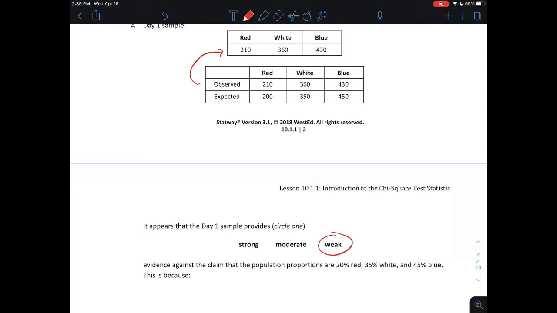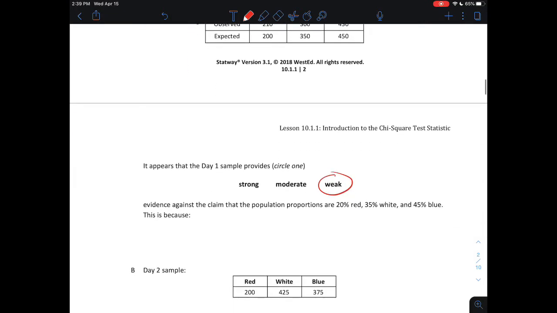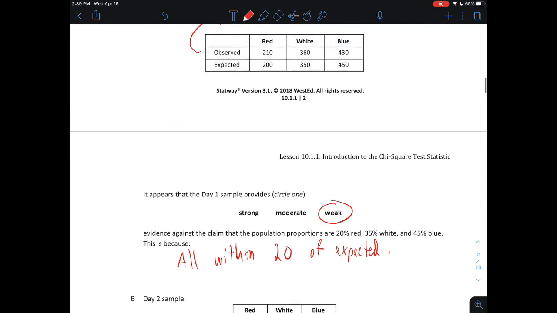This seems just like our first example from question 2. This seems to be pretty weak evidence against the claim that the population proportions should be 20% red, 35% white, and 45% blue. As a reasoning, we could say they are all pretty close to what was expected, and we can even be more specific and say all within 20 of what's expected. Where did I get 20 from? The difference between the observed blue and the expected blue is 20. The other two colors are within 10. So we've got some small differences. If you're not sure about that, as we go through the next couple days, for day 2 sample, day 3, and day 4, you might see some clearer differences.